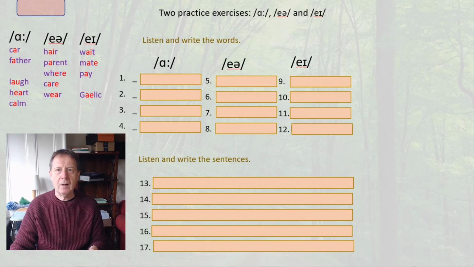So those are words with these sounds. 13, 14 to 17 are sentences. So listen and write the sentences. All of the sentences contain these 3 vowel sounds.